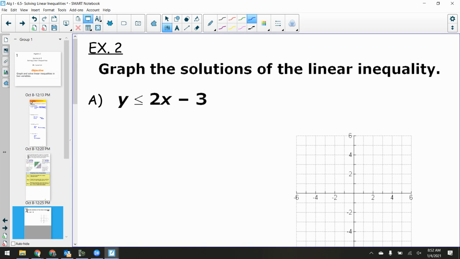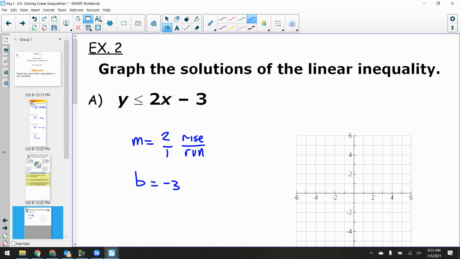First off, is this solved for y? Perfect. That step is done. Step 1, check. Step 2, graph the line. Okay, what's my slope? My slope is 2. If I wanted to call it 2 over 1, that's fine as well. Remember, that's rise over run. Rise 2, run 1. And then my b value, my y-intercept, is -3, right?